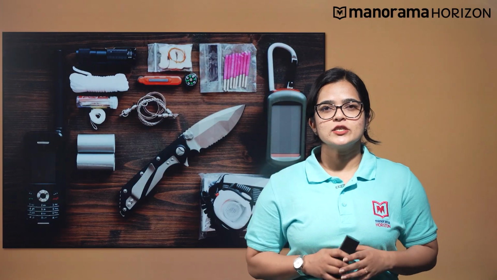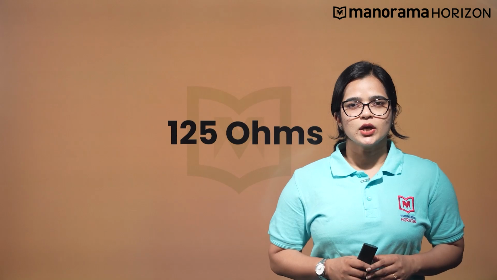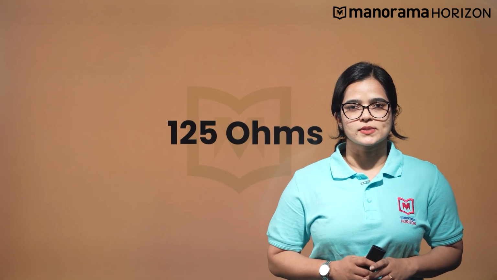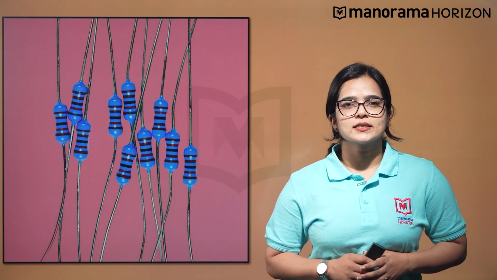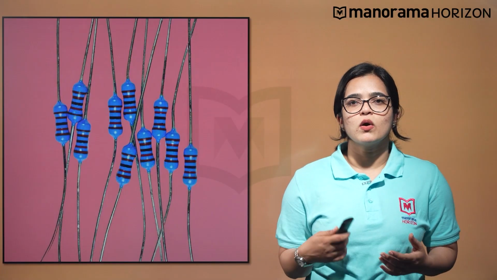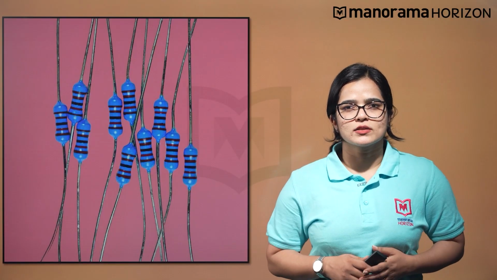Here is a problem. You are sitting on a desert island somewhere in the Indian Ocean. You need to repair your satellite phone so you can call for rescue. To do this, you need to find a resistor with a resistance of 125 ohms. You check your repair kit, but unfortunately, all you have is a box full of 1 kilo ohm resistors. How will you solve this problem?